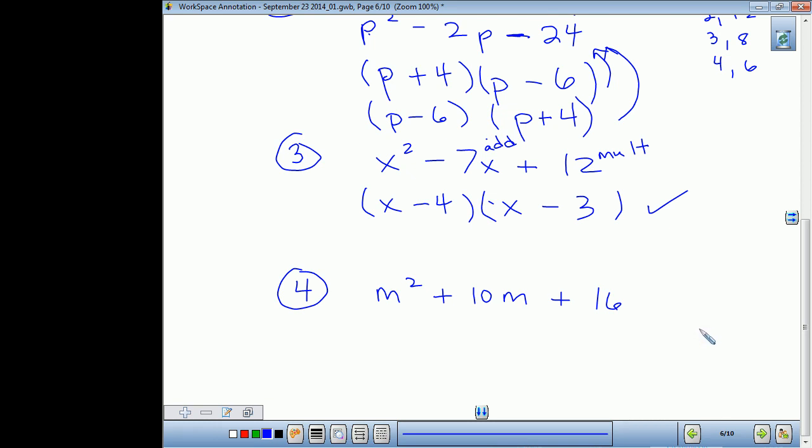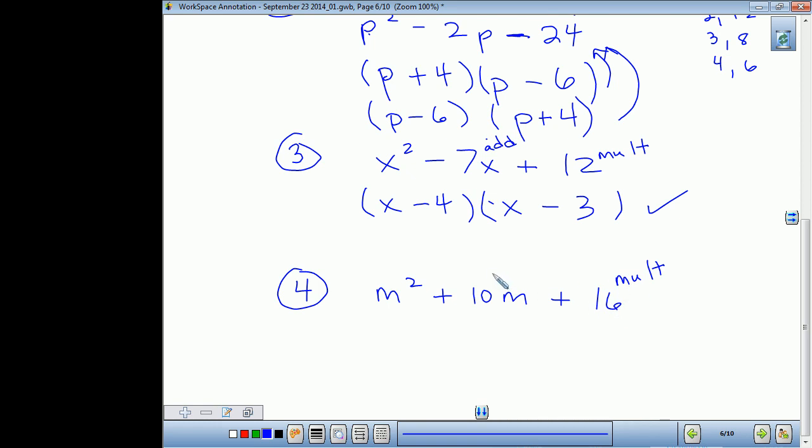Okay, now number 4 was the problem I gave you yesterday. I said, this one looks like a perfect square trinomial. This is a perfect square, and this is a perfect square. But if I doubled that product, I didn't get 10, did I? So let's see if we can factor it today.